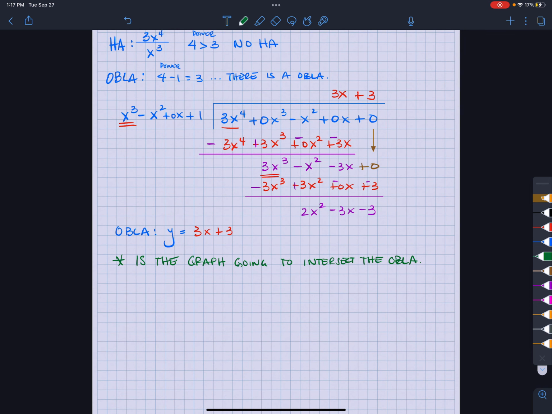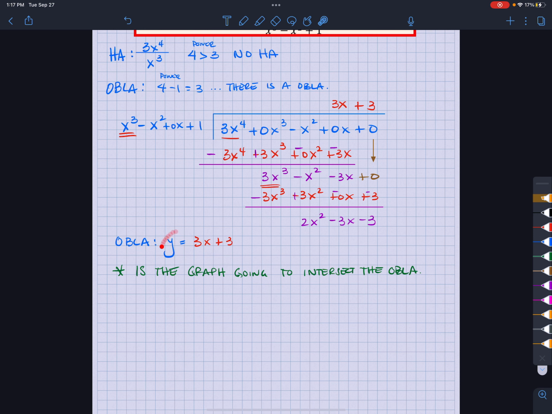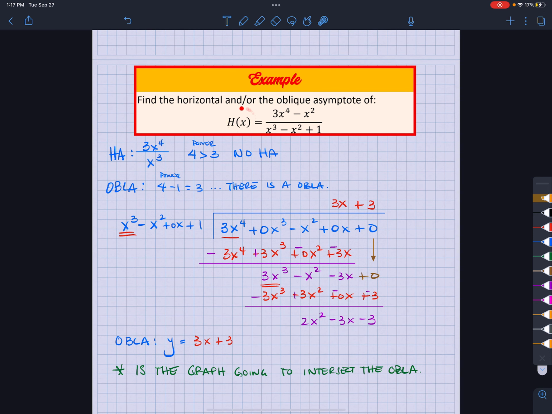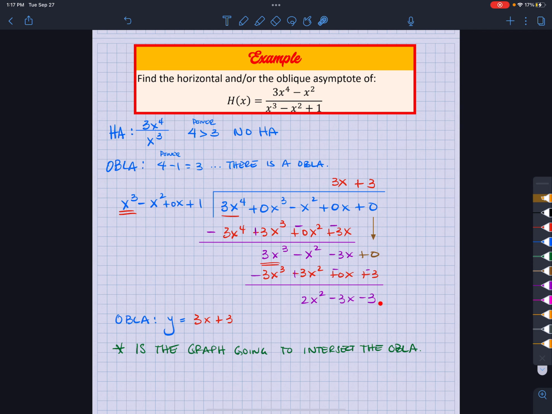The only way we know, because this is y equals, is that right? Okay, so the remainder doesn't really matter. It's about this part right here. So this is a y and this is a y, let's set them equal to each other.